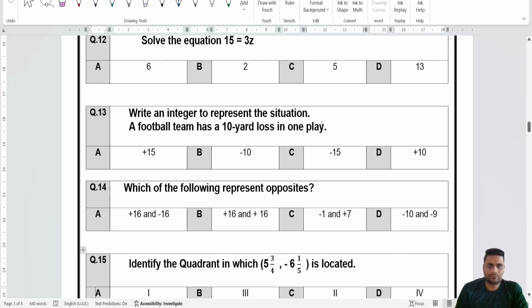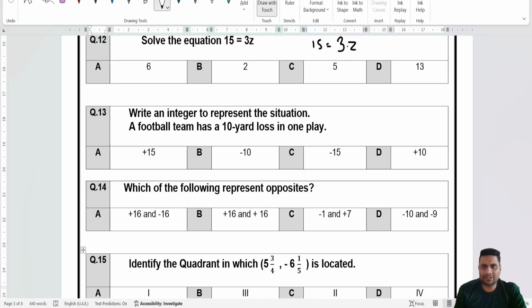Solve 15 equals 3z. Now check, between 3 and z here we have nothing, right? Nothing means there is multiply. Okay. So now how will I remove the multiply 3?